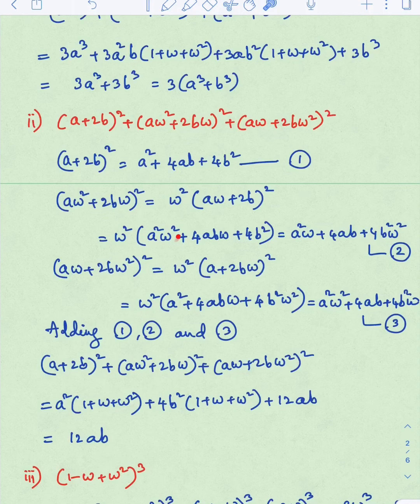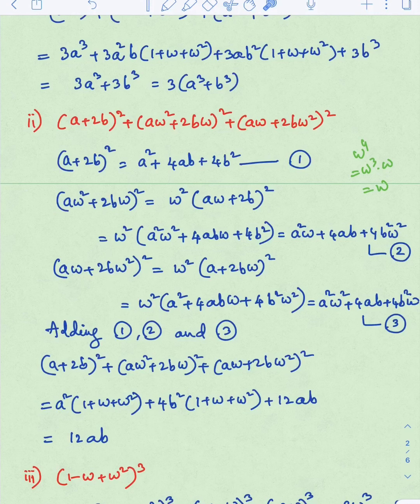And next step, what did we do? We are multiplying omega square with every term. Here a square omega power 4. Omega power 4 is omega, because omega power 4 is nothing but omega cube into omega, which is omega, because omega cube is 1. So in place of omega power 4, I have taken only omega here. A square omega plus, omega square into omega is how much? Omega cube. It is 1. So 4ab into 1, which is 4ab. And next step, 4b square omega square. Okay, this is equation 2.